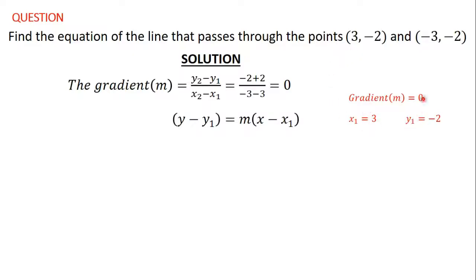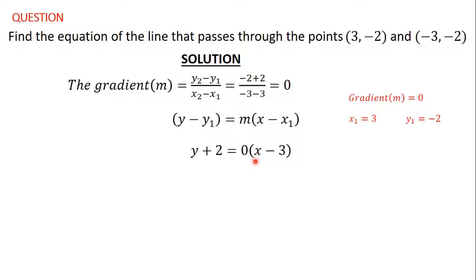So we substitute this information into the formula. This will give us y plus 2 is equal to 0 into bracket x minus 3. We have y minus y1, but y1 is already minus 2. So you have y minus minus 2, which is the same as y plus 2. m is the gradient, and the gradient is 0. So we have 0 into brackets x minus x1. x1 is 3. So you have y plus 2 is equal to 0 into bracket x minus 3.